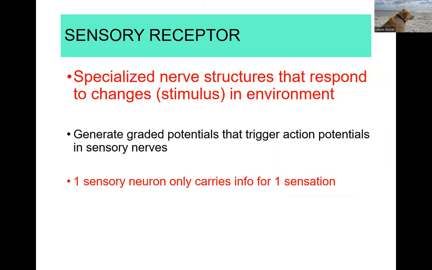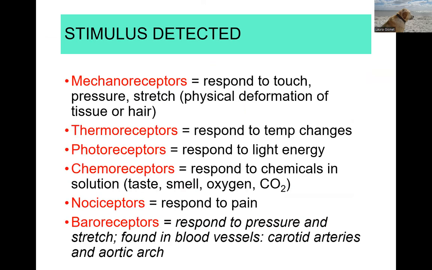Okay, so sensory receptors. Receptors are specialized nerve structures that respond to changes in the environment. They generate graded potentials that trigger action potentials in sensory nerves. One sensory neuron only carries information for one sensation, and that's pretty much the plan all over the body. We're going to look at how we classify different receptors, and generally it's one sensation. Okay, and here we go.